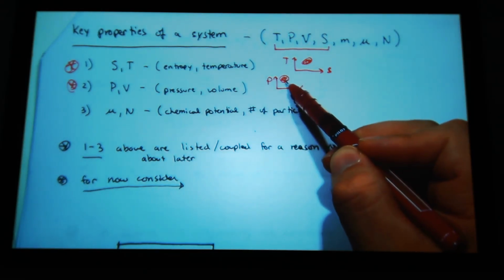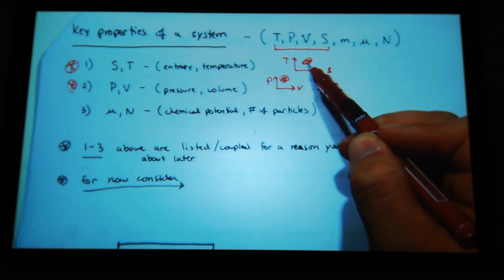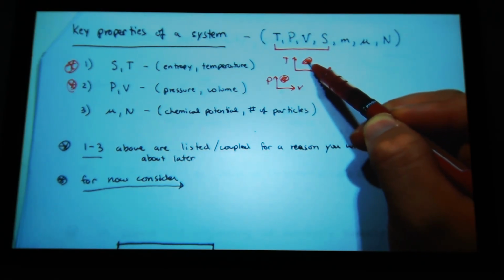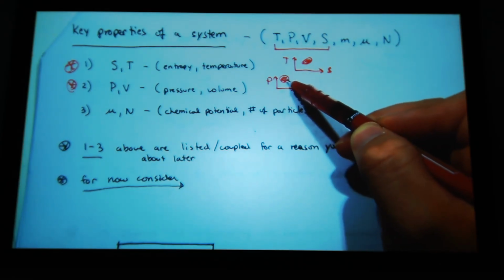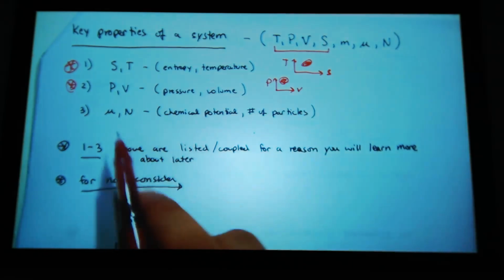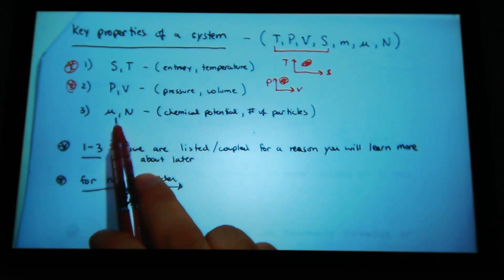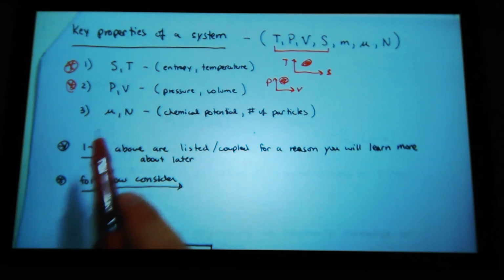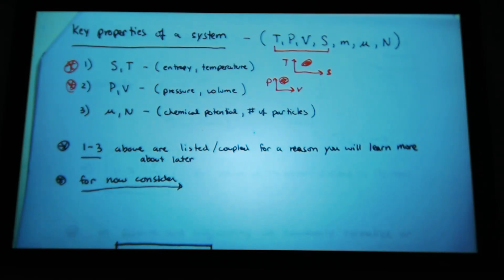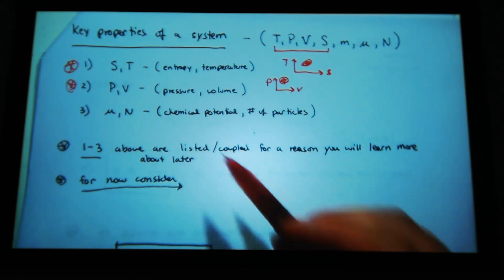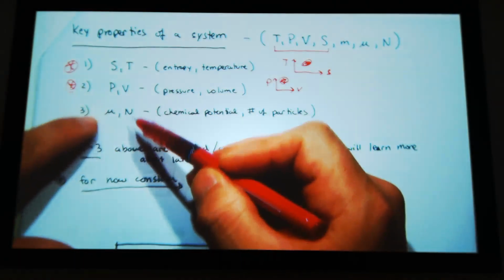This area represents work on and by the system. This area represents also work done on or by the system, but usually we talk about the area under this curve is net heat transfer, the area under this curve is net work. If I do my mu versus n curve and I'm a chemist, then I'm talking about the work associated with a reaction, which is important. We're not going to deal with chemical potential. I'm just showing that you can take.